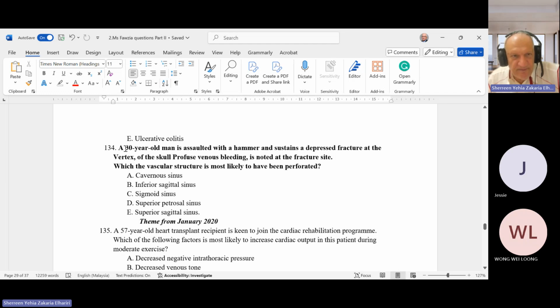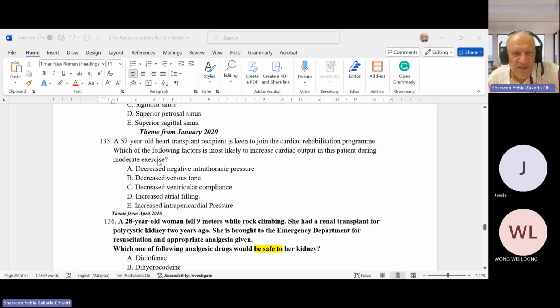Next question: a 30-year-old man assaulted with a hammer and sustained a fracture at the vertex. Vertex means the front of his skull. Profound venous bleeding is noticed at the fracture site. Which vascular structure is most likely to have been perforated? Of course, this is an anatomy question, asking about the front area of the skull. Just this area. So what is usually your answer? Superior sagittal sinus.